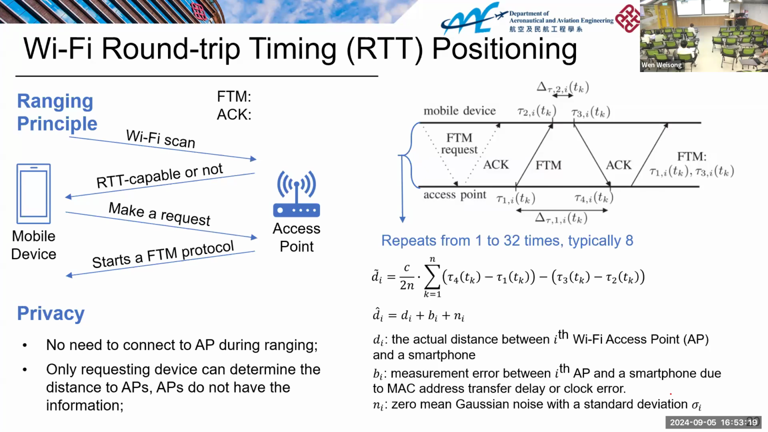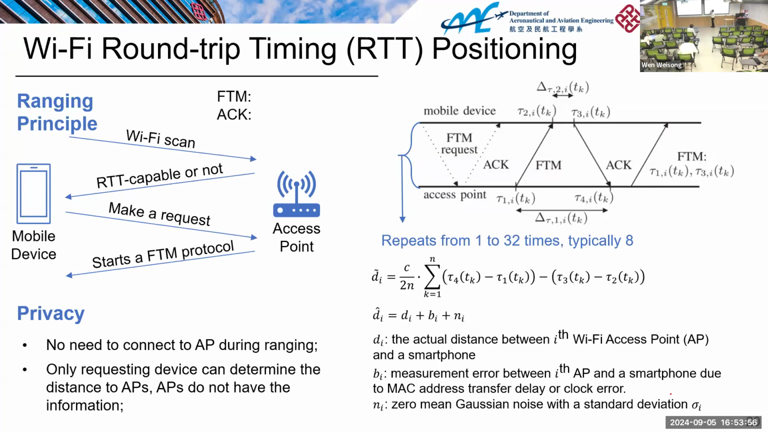On the left side is the smartphone. It will first send a Wi-Fi scan to the access point to inquire whether it is RTT capable, because not all Wi-Fi routers can provide RTT measurements, that is, range measurements. So first it inquires whether this access point is RTT capable or not, and then you can make a request to get a range.